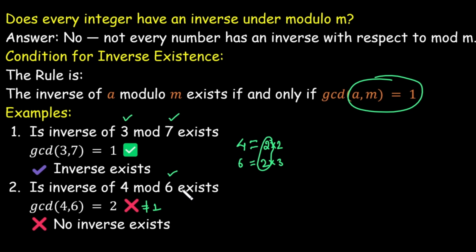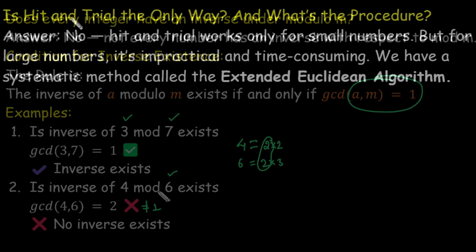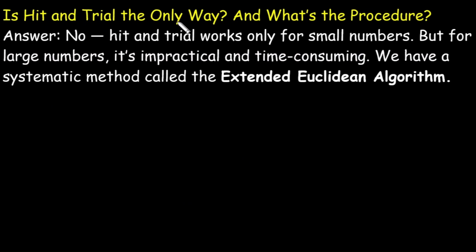Now let's take questions 2 and 3 together. Question 2 was, is the hit and try solution the only way? If not, what is the procedure? I have informed you that no, hit and try works only for small numbers, but for large numbers it is tough and time consuming to apply. For that we have a systematic method called the extended Euclidean algorithm.